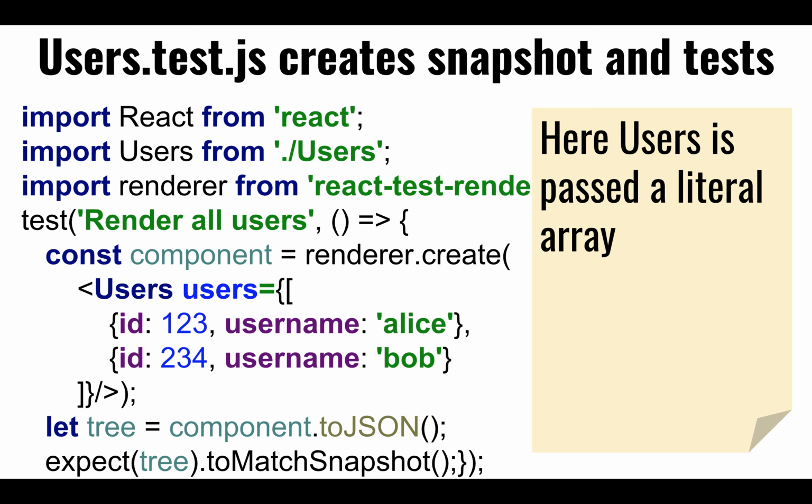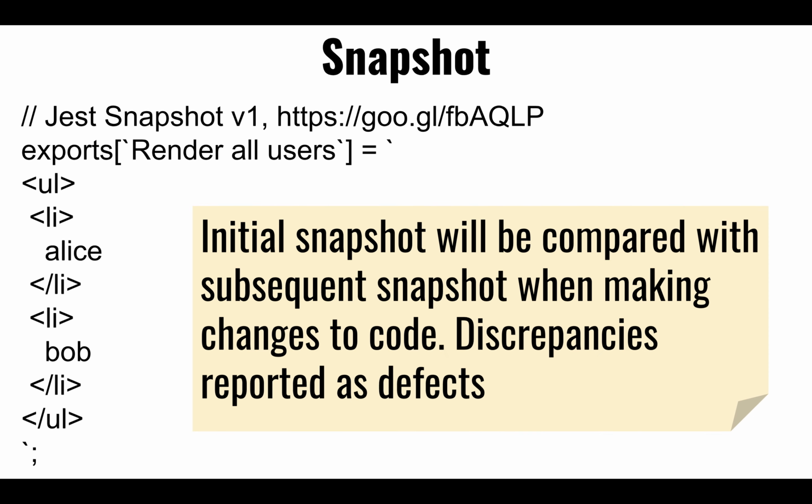So here we're generating the snapshot. The first time around, there's nothing to compare against, so it generates a brand new file. The name of the file will be based on user.test, so it'll be a snap file. Here it is, the snapshot. This is the DOM that it generates: UL, LI with Alice and LI with Bob. And this would then be used as the baseline of my DOM element.